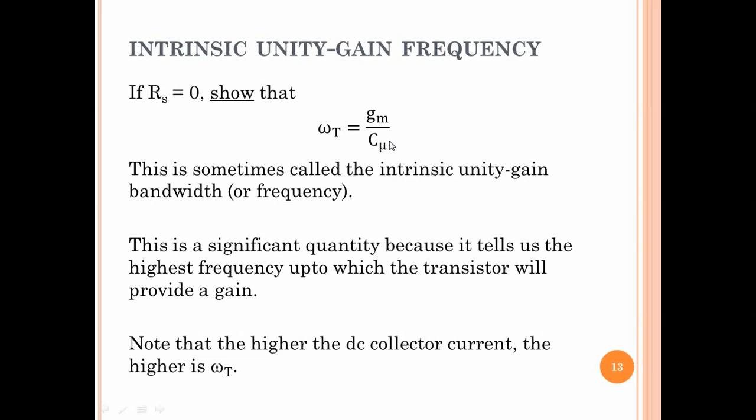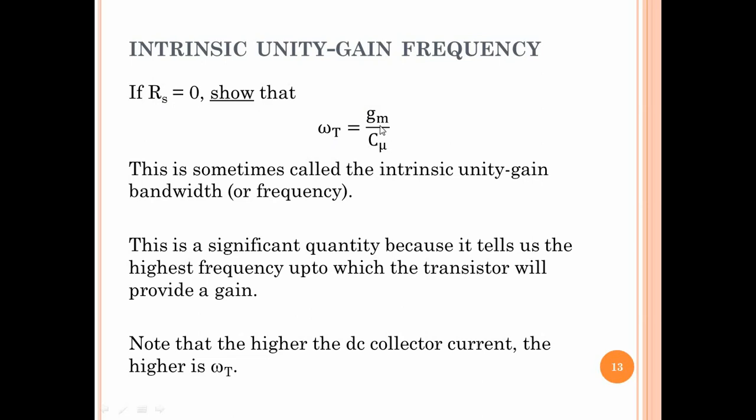This is sometimes called the intrinsic unity gain bandwidth or the unity gain frequency. Intrinsic because this is a function only of the transistor parameters. RS comes from the signal source, which is external to the transistor amplifier. This is a property of the transistor amplifier, and it is an important quantity because it tells us the highest frequency up to which we can obtain a gain from this circuit.